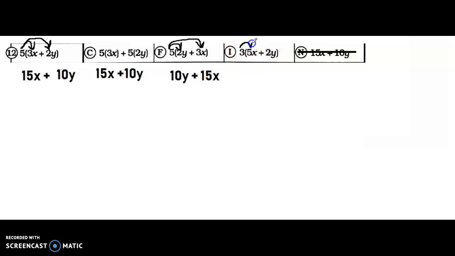So 3 times 5 first is 15x, right, because I have the x next to it. Bring my plus sign down. And then 3 times 2, that's going to equal 6y, right? Because the y is next to it. Now that does not equal 10y. So there, my friends, is our answer.